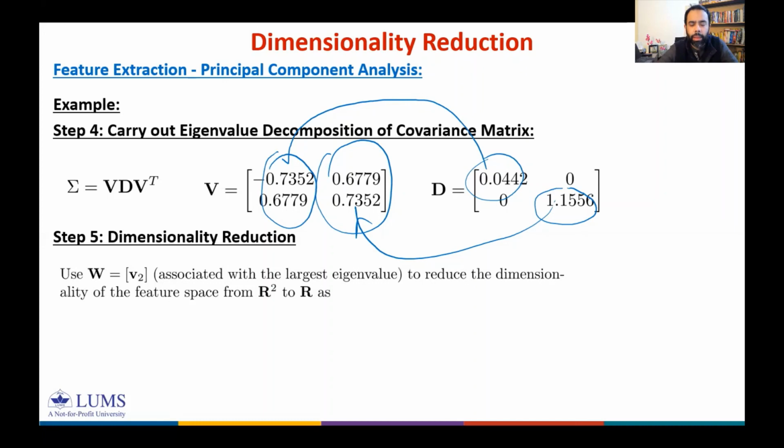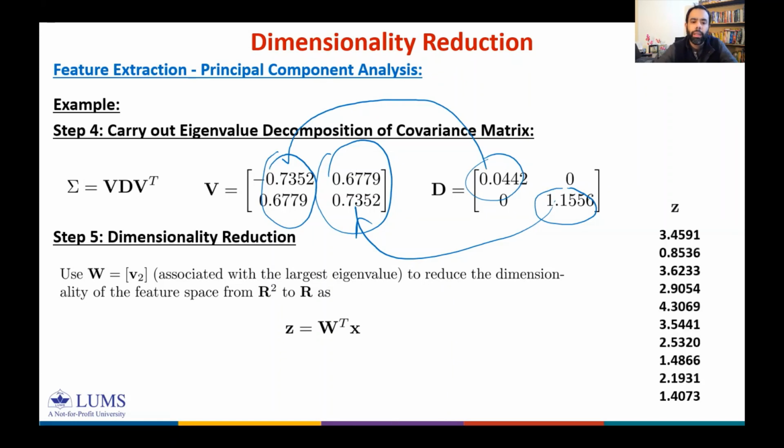And once I have W, I can use W transpose to obtain Z. So what is the size of W? 2 cross 1. W transpose is 1 cross 2. What is X? 2 cross 1. So Z would be a scalar. In this case, that would be a scalar. Okay. So you get these data points.